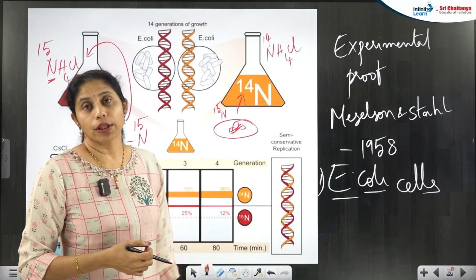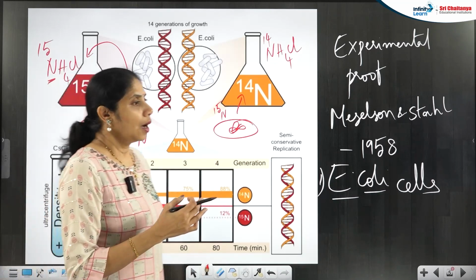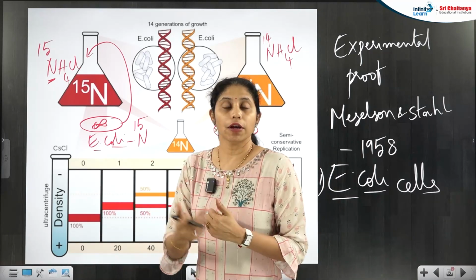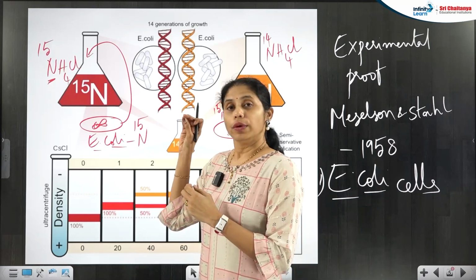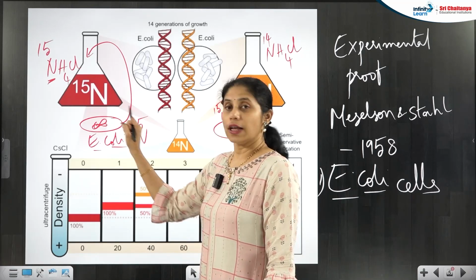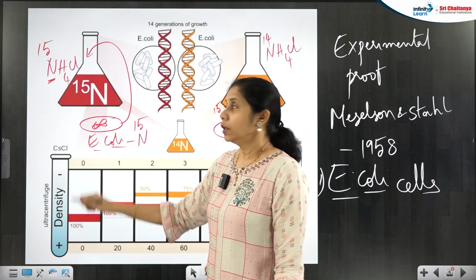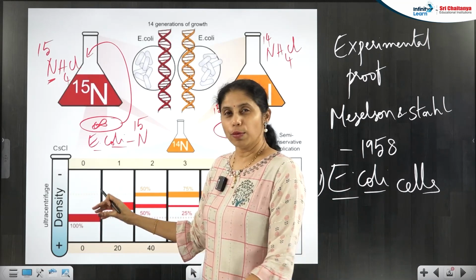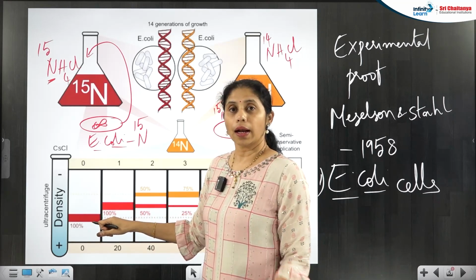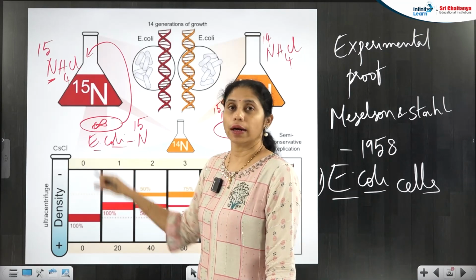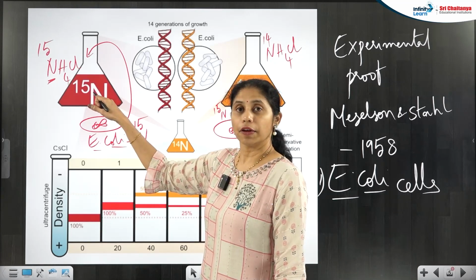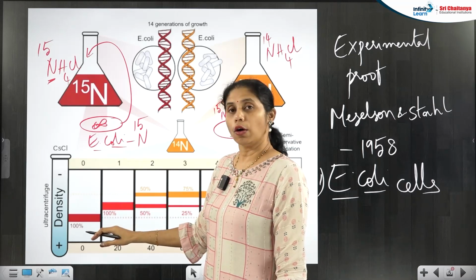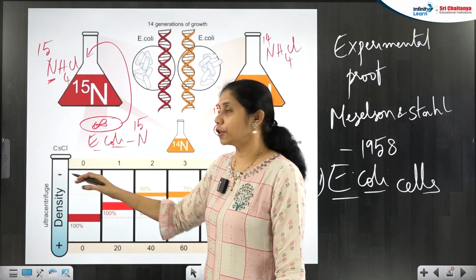So they started growing these E. coli cells. How can we differentiate that N14 is the normal one and N15 is the heavy isotope of nitrogen? If you centrifuge N15 in test tubes, the density of N15 shows near the bottom of the test tube. A particular color band will be shown with that red color. So N15 will be collected almost near the base of the test tube after centrifugation.